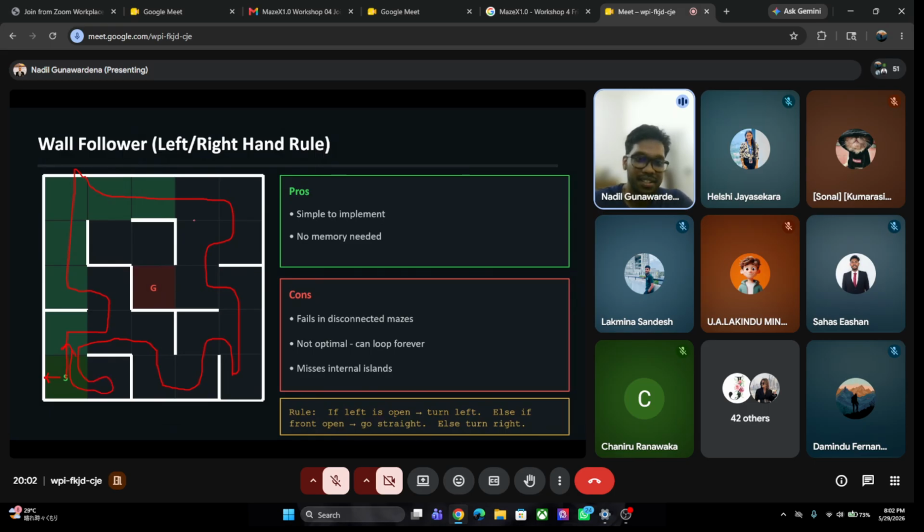You can see that it doesn't even reach the goal, right? That's the thing. It just keeps looping and looping. And I have seen that some assume that we are using the left hand or right hand rule. Like I have told you, to place the left hand, you can do the same thing by placing the right hand also.